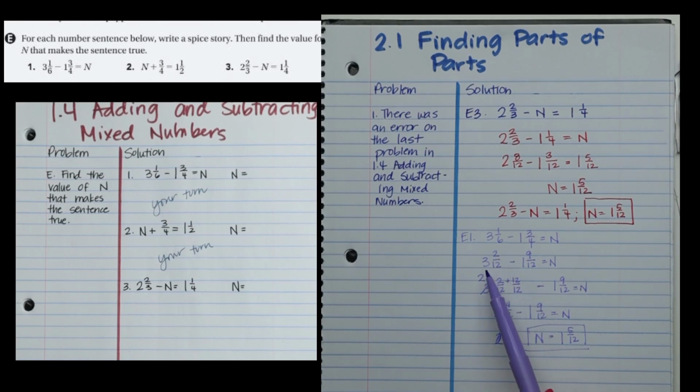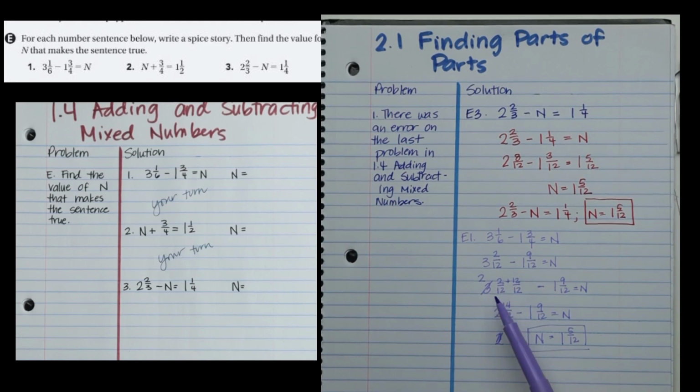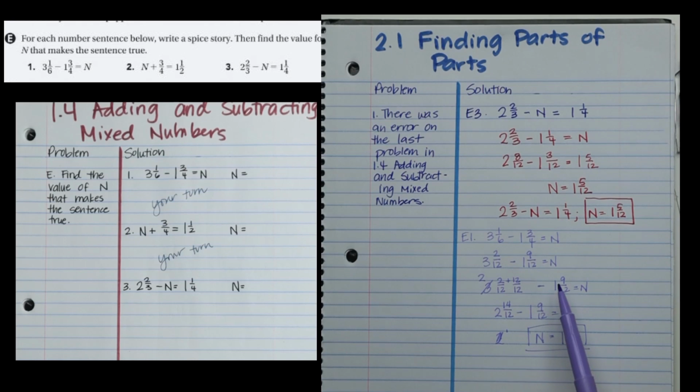So you have to borrow from the 3. And since 12/12 equals 1, you take that from the 3 and you add it to 2/12. Then you get 2 and 14/12. And then you can subtract 1 and 9/12 to equal n, and n equals 5/12.